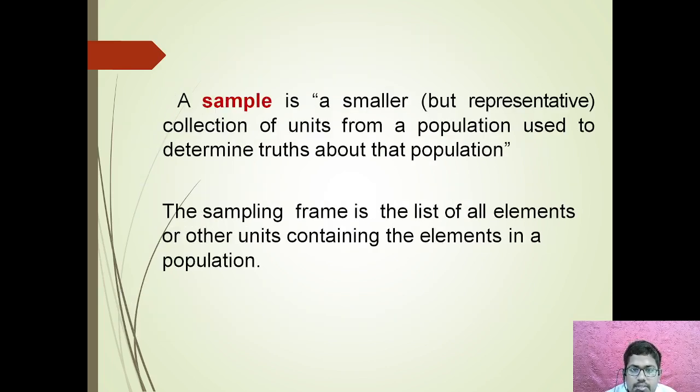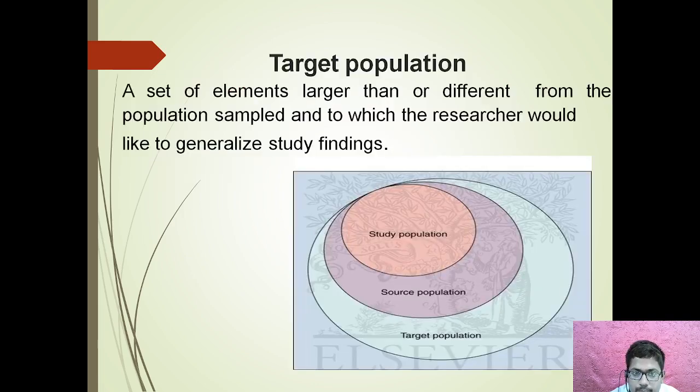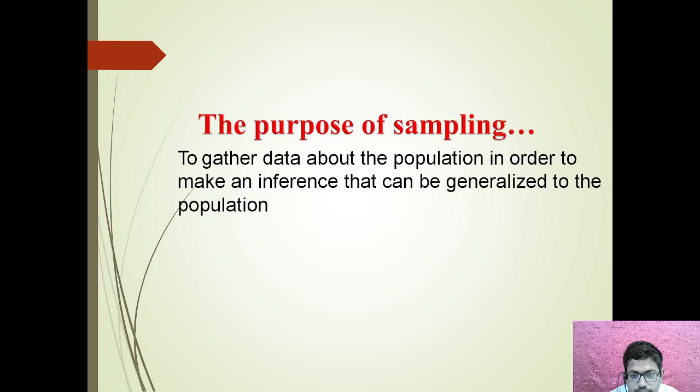Then a sample is a smaller but representative collection of units from a population, used to determine the truths about that population. Sampling frame is the list of all elements or other units containing the elements in the population. What is the study population? The larger group from which individuals are selected to participate in a study, representing a group, that is the sample. Target population is a set of elements larger than or different from the sample population, to which the researcher would like to generalize the study findings.